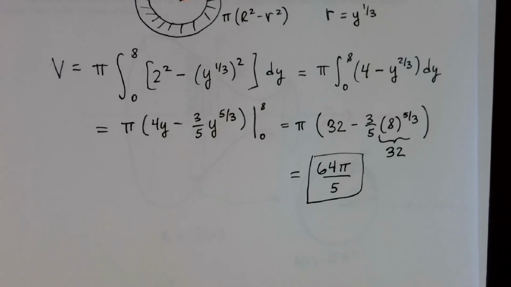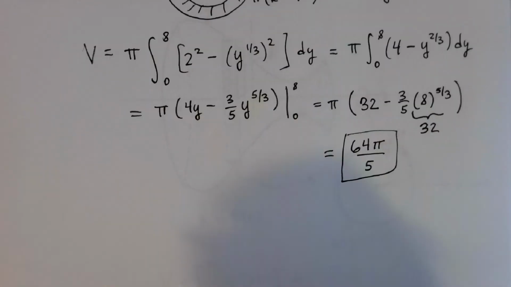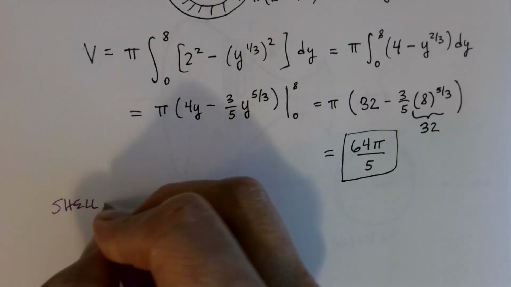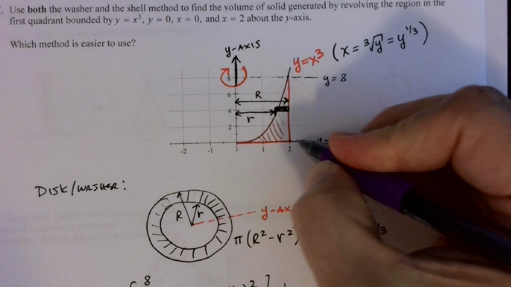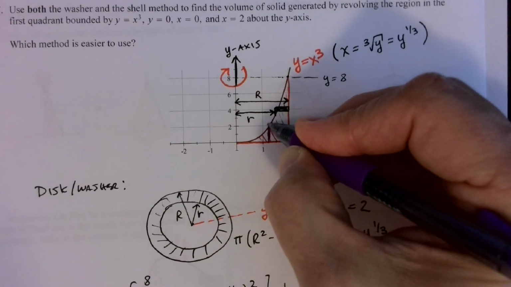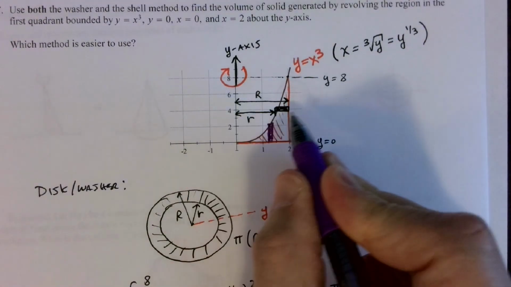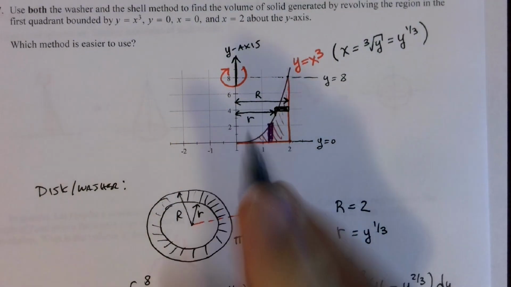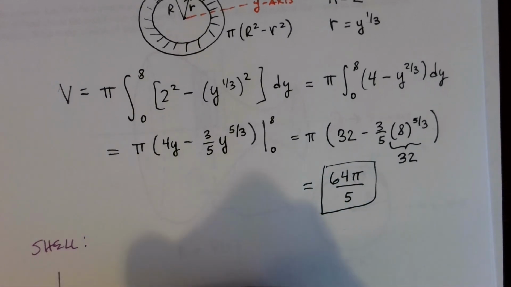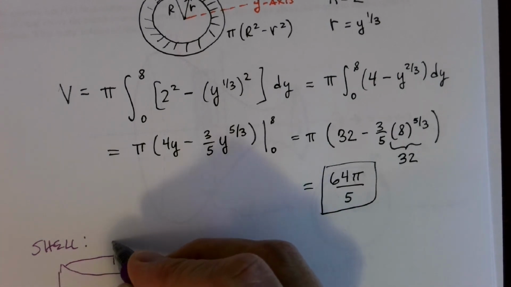So that is the disk washer method. Let's compare that then in closing with the shell method. Okay, so now what are we looking at? Now we're going to integrate with respect to x, and we're going to have vertical rectangles. Because this rotates around and we get a disk or a washer, this rotates around and we get a thin cylindrical shell. Okay, so we're going to get our thin cylindrical shell here, about the y-axis.